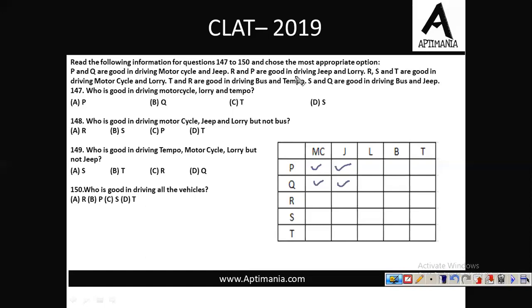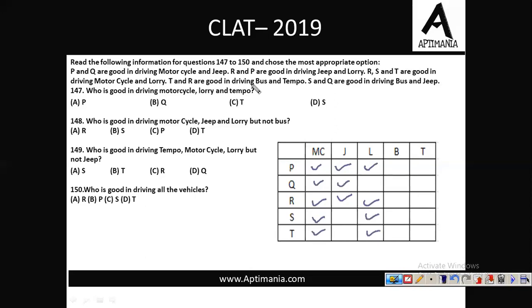R and P are good in driving jeep and lorry. R and P, jeep and lorry. So for P we have already taken J. So R and P are good in J and L. So we need to take L as well for P. And J and L both for R. RST are good in driving motorcycle and lorry. RST in motorcycle and RST in lorry.